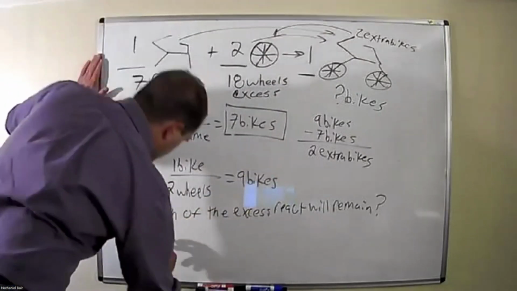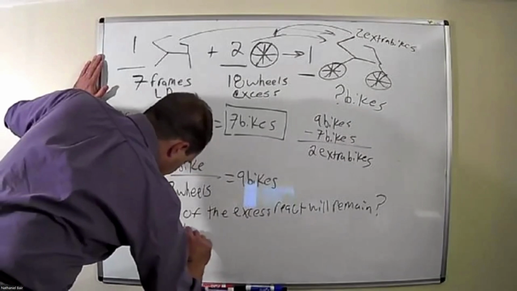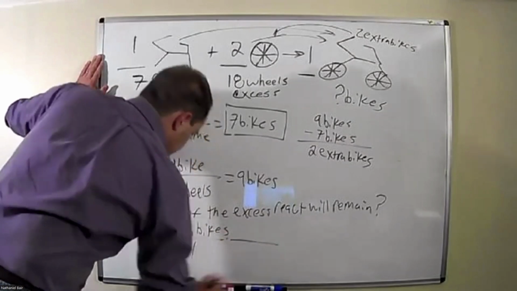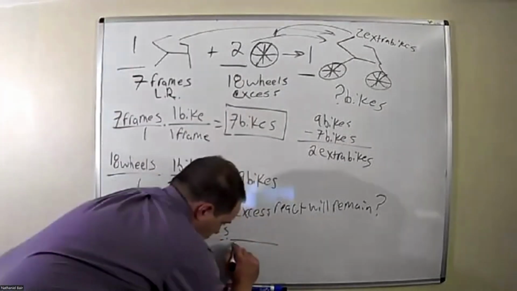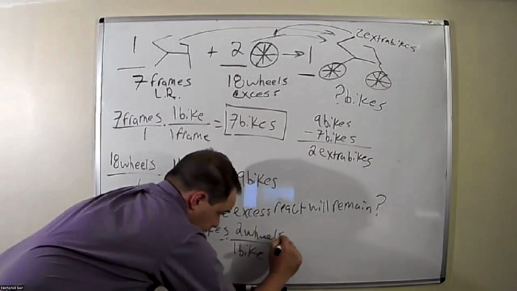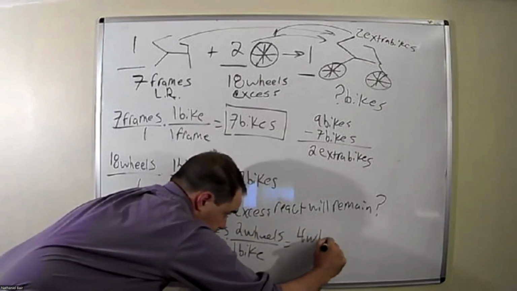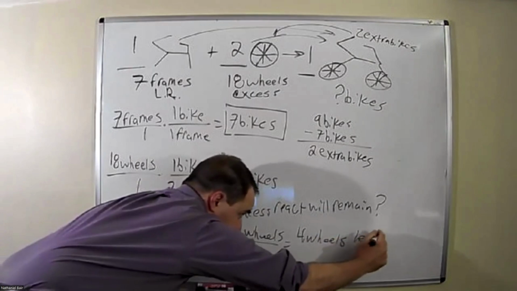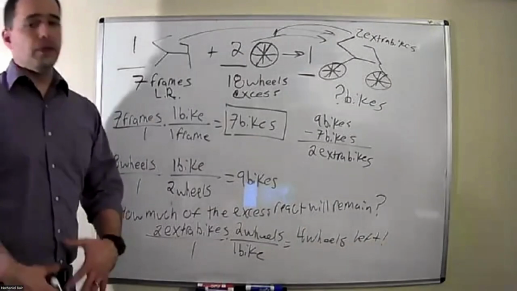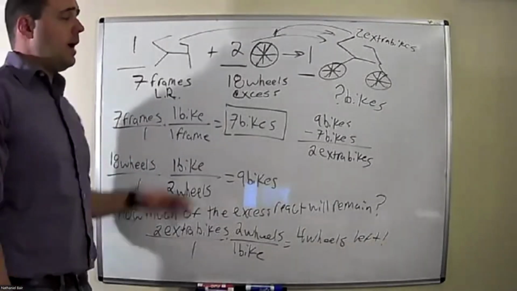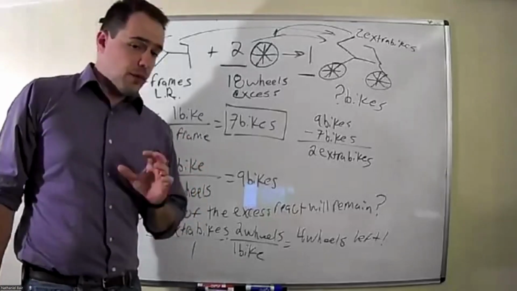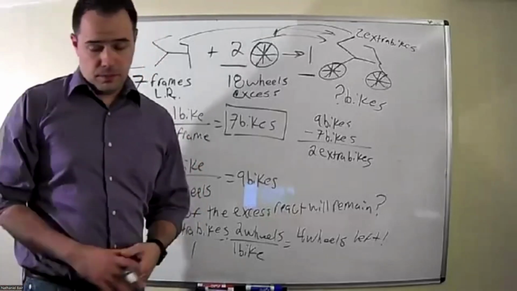So we're going to take 2 extra bikes over 1, and we're going to do our ratio. 1 bike to 2 wheels, and that's 4 wheels left. 4 wheels left. I personally, when I do chemistry, I do it this way. Okay? There is another way, though, and I want to show it to you.